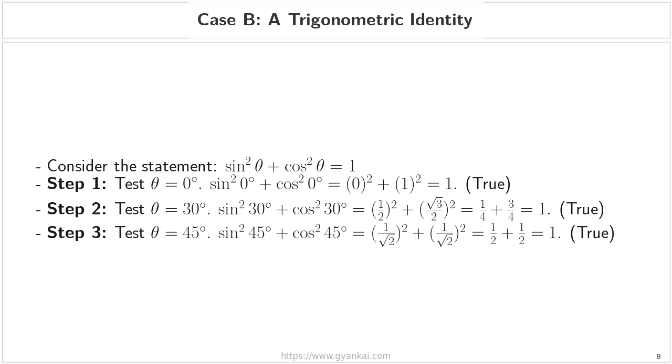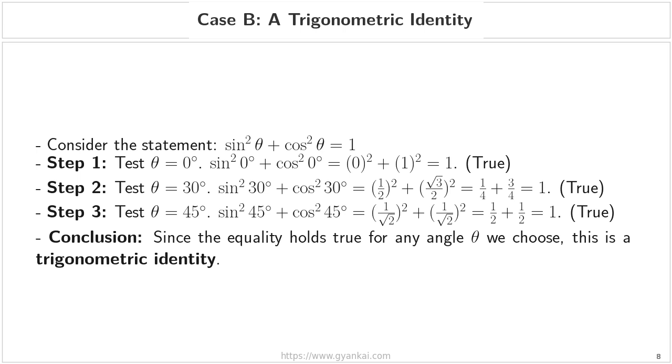In step 3, let's try theta equals 45 degrees. We take sine of 45 degrees squared plus cosine of 45 degrees squared. Since both sine and cosine of 45 degrees are equal to 1 over the square root of 2, squaring them gives us 1/2 plus 1/2, which also equals 1.